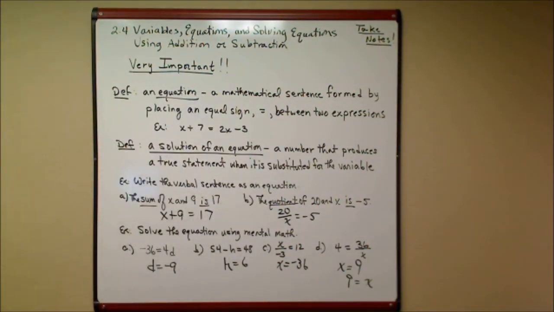Traditionally, we put the variable on the left side, but it doesn't have to be because of a very important property in algebra called the symmetric property of equality, which says that if you switch the sides of an equation around, you still have equality. If A equals B, then B equals A. If x equals 9, then 9 equals x.